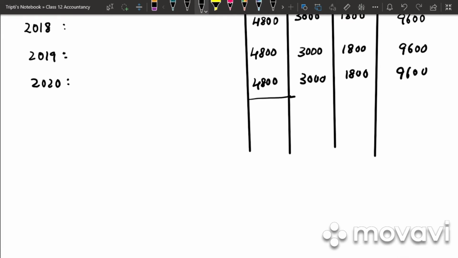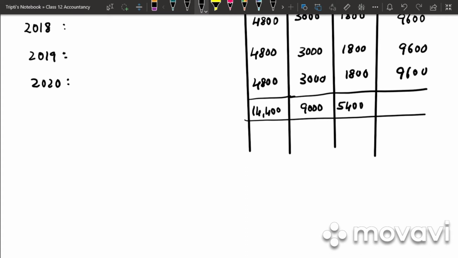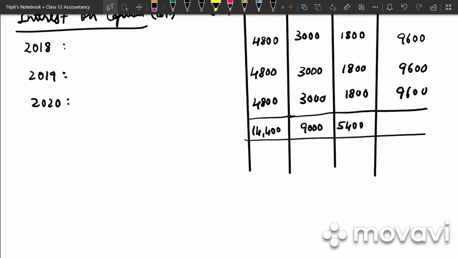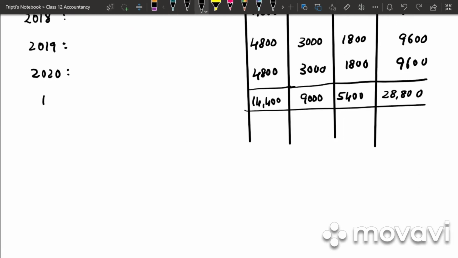Right? Then we will be totaling the amount for 3 years. For the first year we get 14,400, the second year we get 9,000 and the third year we get 5,400, and lastly the total will be 28,800. So this is our total amount payable, right?